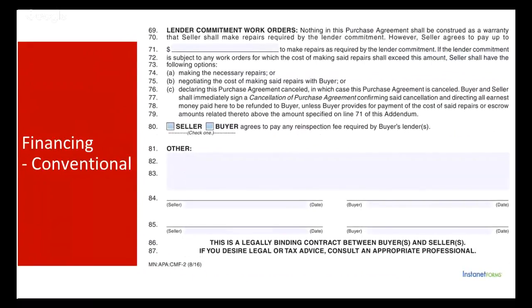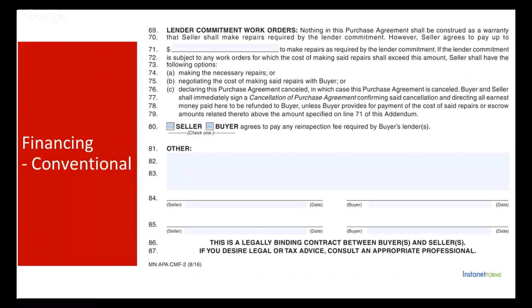Line 69, lender commitment work orders. Nothing in this purchase agreement shall be construed as a warranty that the seller shall make repairs required by the lender. However, a seller agrees to pay up to blank, you can insert an amount right there, to make repairs as required by the lender commitment. If the lender commitment is subject to any work orders for which the cost of making said repairs shall exceed this amount, the seller shall have the following options: make the repairs, negotiate the cost of making the repairs, or declare the purchase agreement canceled, in which case they can cancel it, they'll sign a cancellation. All earnest money will be refunded to the buyer unless buyer provides for payment of the cost of said repairs or escrow amounts. Okay, so let me explain this one.